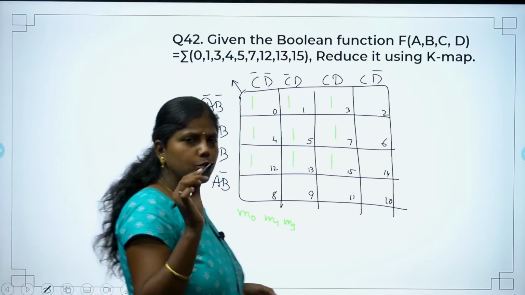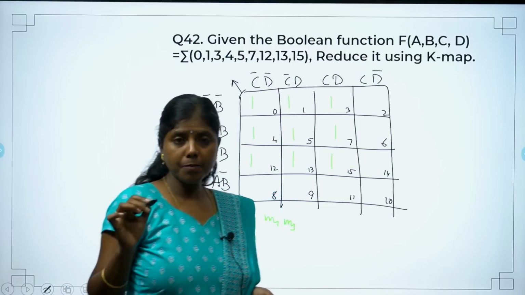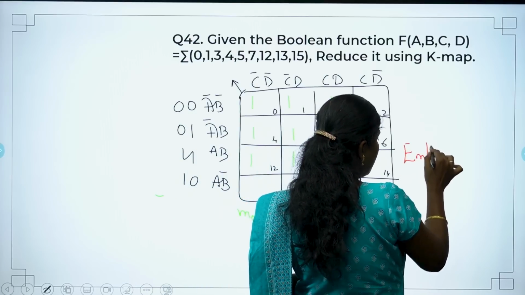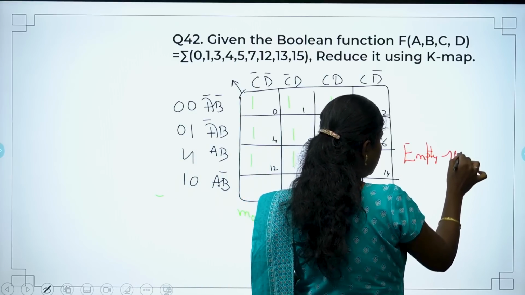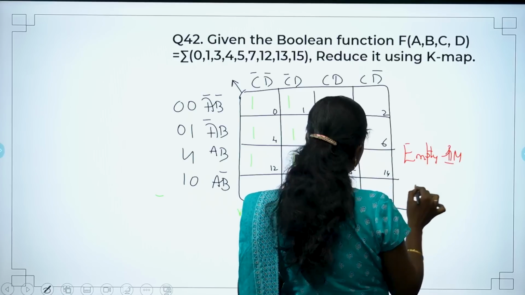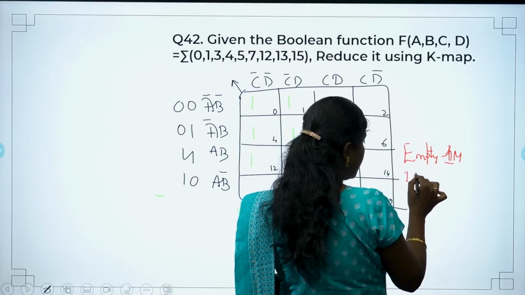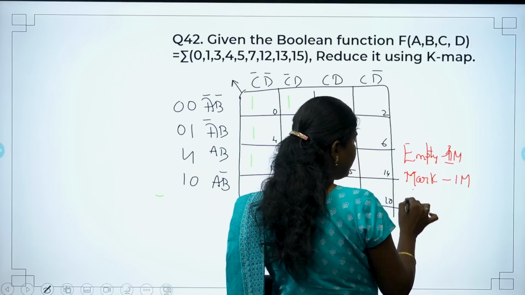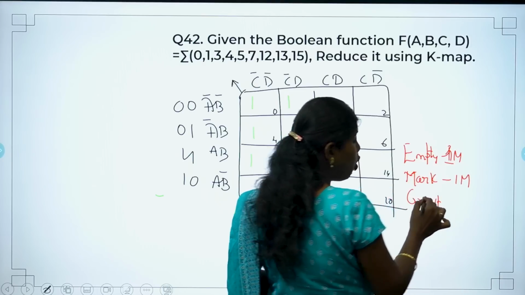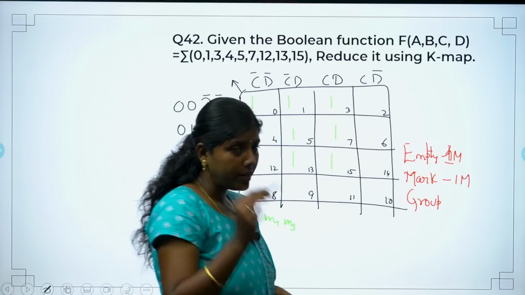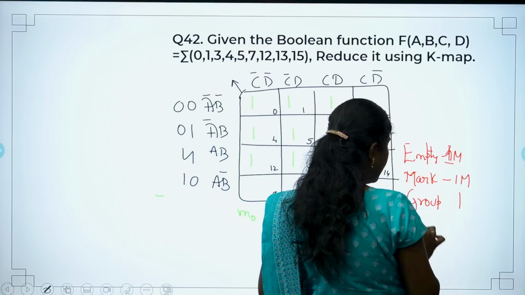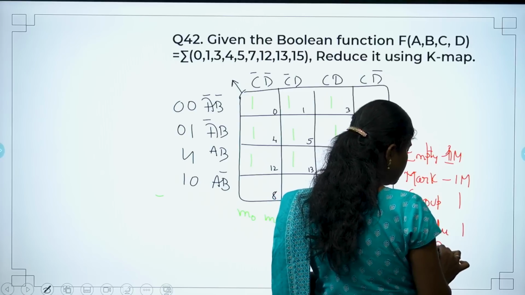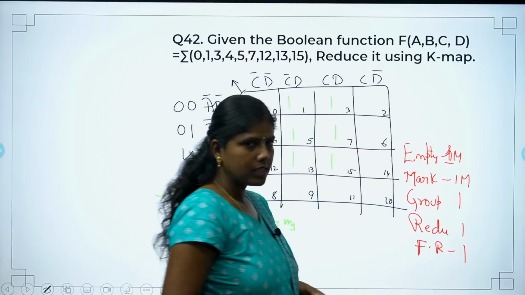So let's group it now. Grouping should be based on what? Empty K-map 1 mark. Okay, let me write it again. Empty K-map 1 mark. Then we have marking of ones. Marking will carry 1 mark. Then we have grouping based on octet, quad, pair and single based on the priority, that will be 1 mark. Reduced expression for each group is 1 mark. Final result will carry 1 mark. So totally 5 marks. Is the point clear?